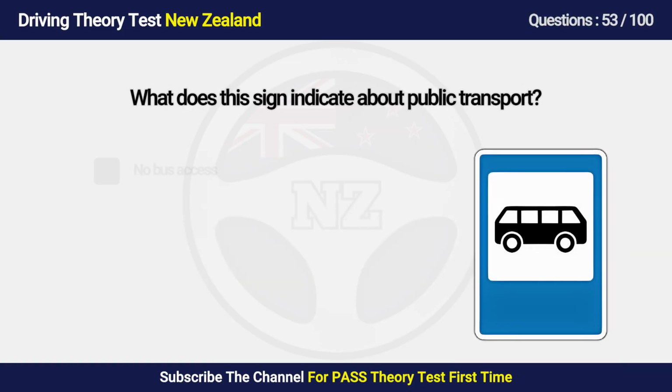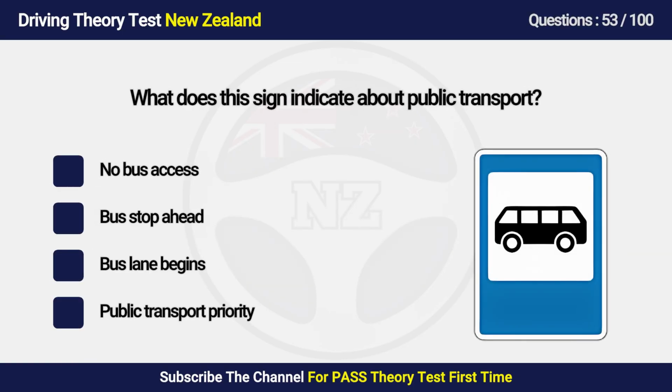Question 53. What does this sign indicate about public transport? A. No bus access. B. Bus stop ahead. C. Bus lane begins. D. Public transport priority.